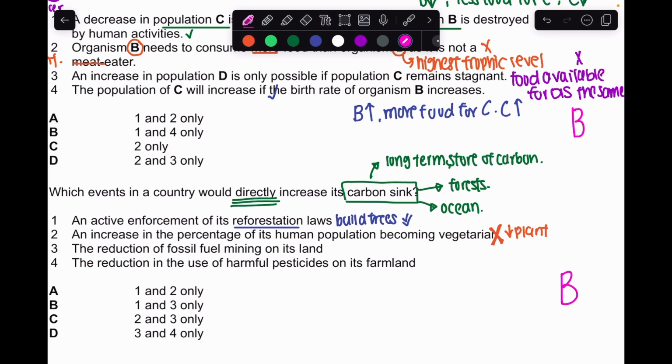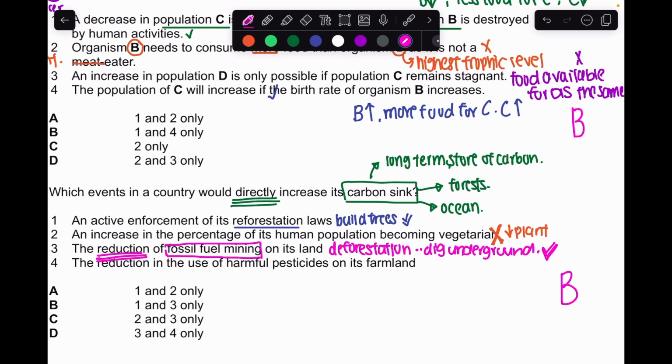Next option, a reduction in fossil fuel mining on its land. So fossil fuel mining, later we will learn in chem, requires you to basically do deforestation, right? And then you are going to clear large swaths of land and dig underground. So this in itself is going to cause a lot of the carbon sinks to be gotten rid of. So here it says a reduction, right? So if you have lesser deforestation, lesser digging, then yes, you're going to have more carbon sinks.